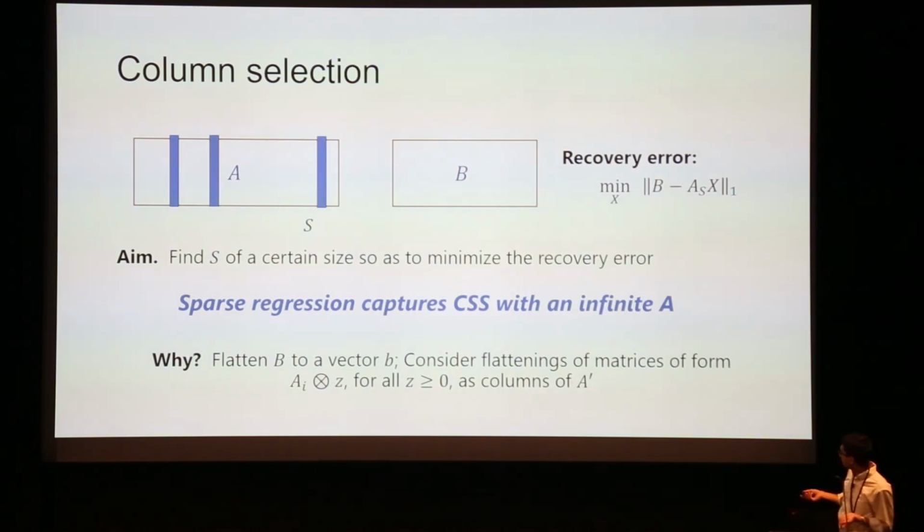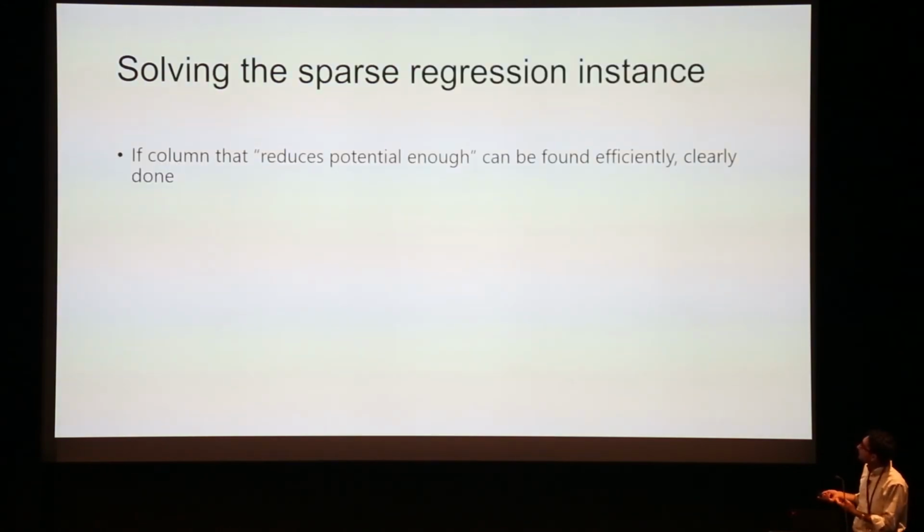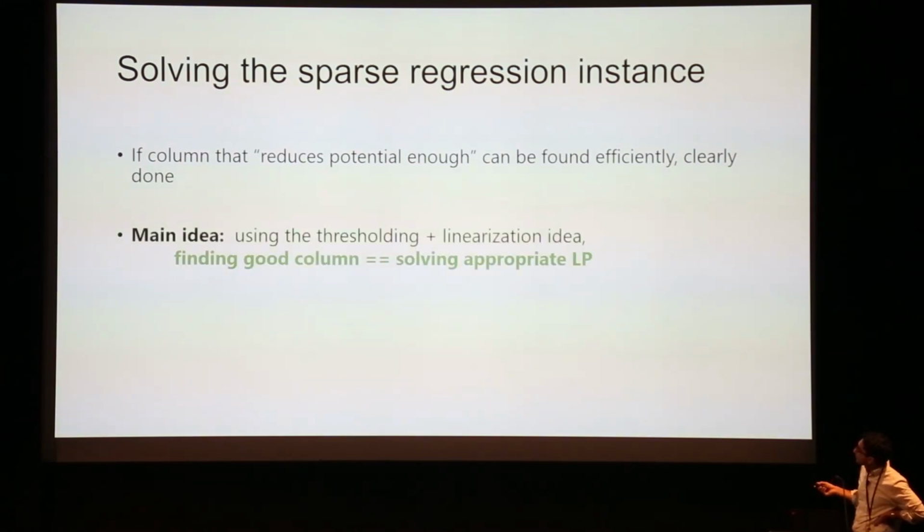So if you think about it, you allow all possible z, which is why you have infinitely many columns. And now column selection can be written as some kind of a sparse regression problem. And so this is what we show, and essentially now you have an infinite matrix. How do you do it? We show that you can cast the problem of finding a good column in this infinite set of columns as some kind of a linear program.